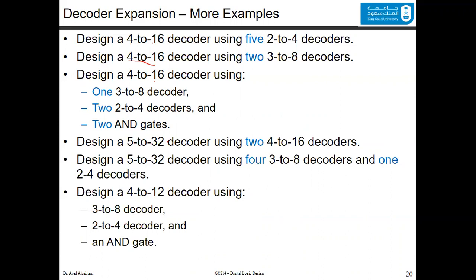You can design a 5 to 32 decoder using 2 4 to 16 decoders. You can also design the 5 to 32 decoder using 4 3 to 8 decoders and 1 2 to 4 decoder. You can also design the 4 to 12 decoder using a 3 to 8 decoder, a 2 to 4 decoder, and some AND gates. And I will leave this as a challenge for you to try to design them and get the corresponding block diagram.